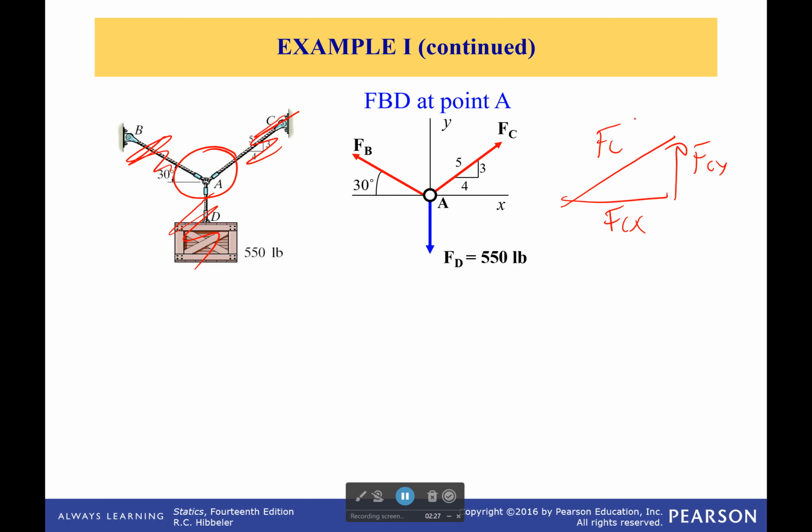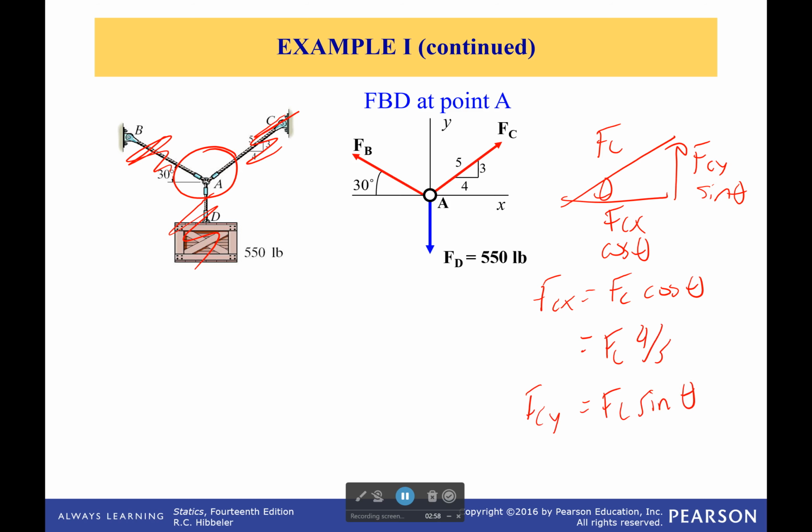We have force C. So if I was doing it normally, I would say, well, this is theta, so this is sine of theta right here for force CY, and it's going to be cosine of theta for force CX. So FCX would be equal to force C times cosine of theta. In this case, though, we know our slope triangle, so I can replace that cosine of theta with 4/5. That's pretty nice. And similarly, for force CY, I would get force C sine of theta. I already know what my slope triangle is, though, so it's just force C times 3/5. It works out pretty nicely.